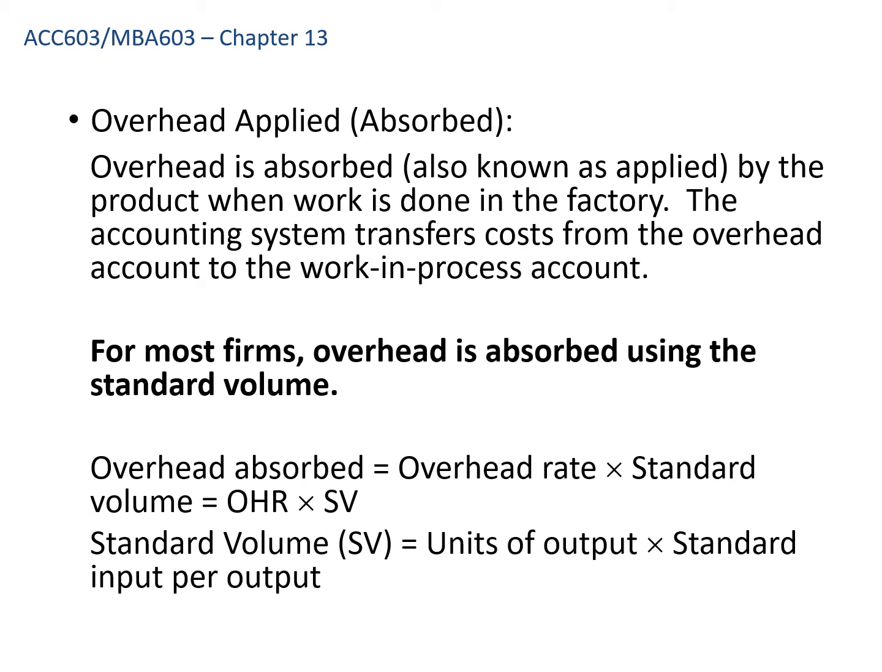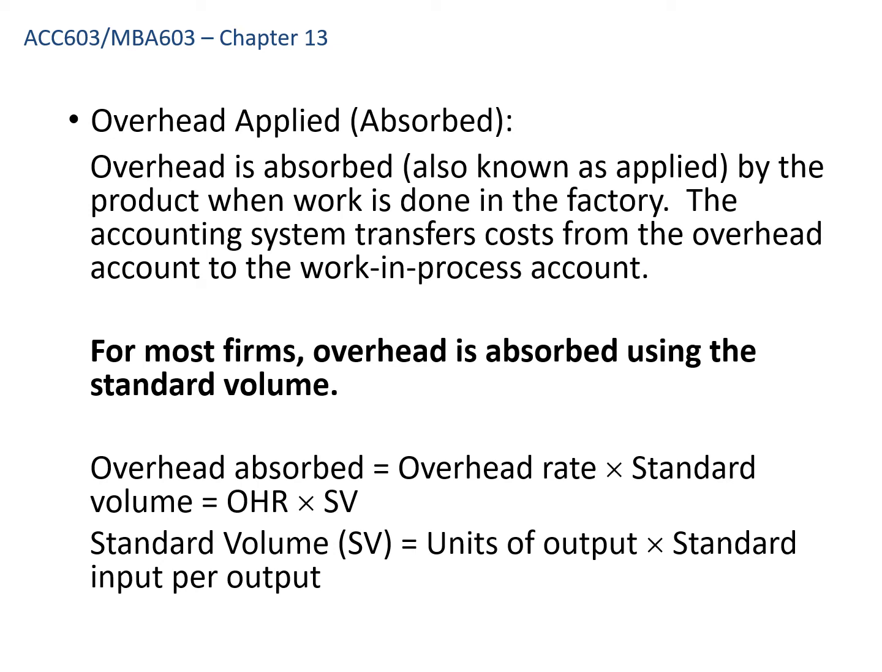But the key point here, I mentioned this a couple slides ago, is that overhead is absorbed using the standard volume per unit times the actual units. So the overhead absorbed or applied is the overhead rate that we've predetermined times the standard volume, which is the overhead rate times the units of output times the standard input per output. So maybe the standard number of direct labor hours per unit or something like that.